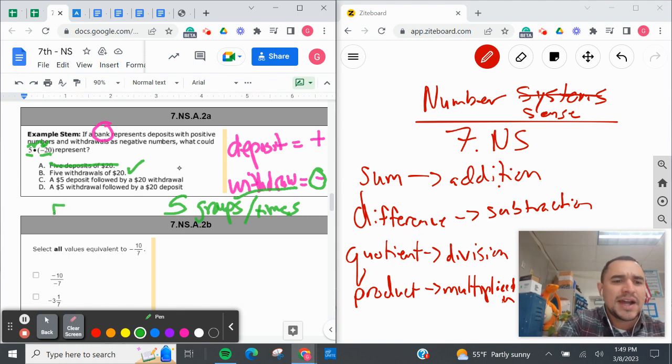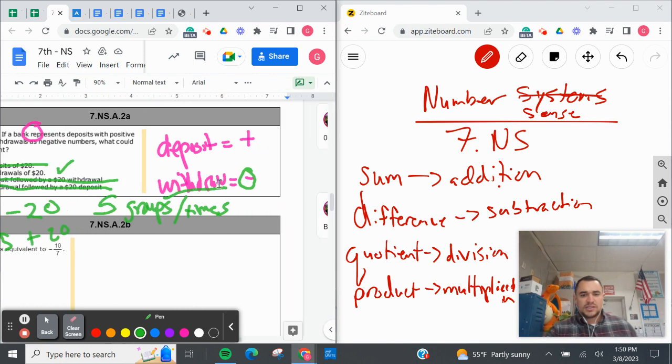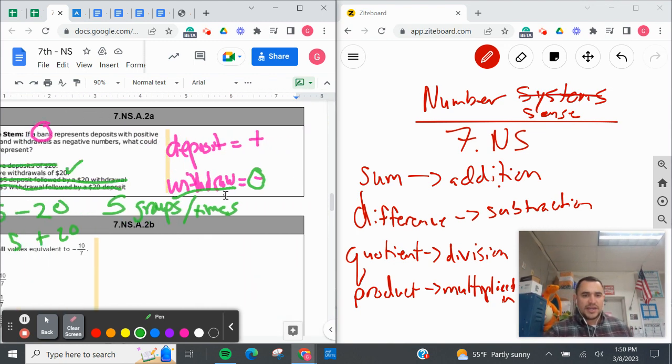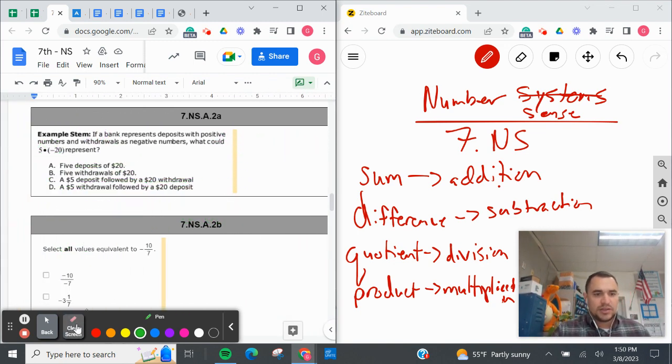So that's like saying I deposit $5, but then I remove 20. So that would be 5 minus 20. So that's not it. And then $5 withdrawal, so that's negative 5 followed by a $20 deposit. So that would be positive 15. So that's not it. So it's got to be B. So looking over here, B is the answer, and we're looking really good.